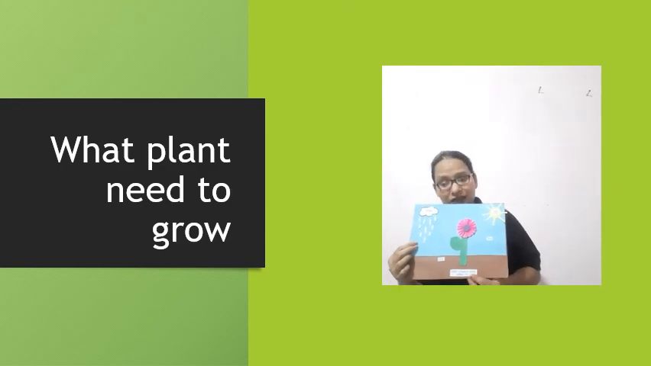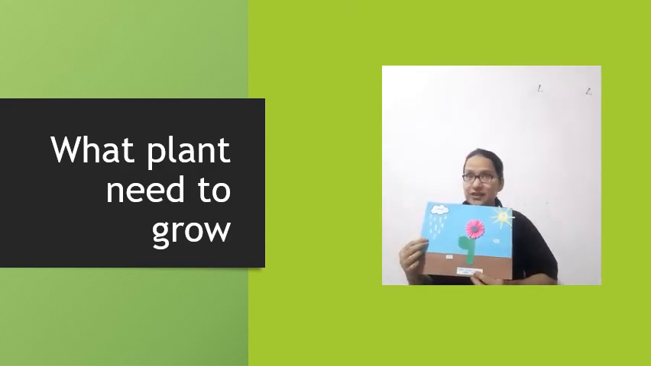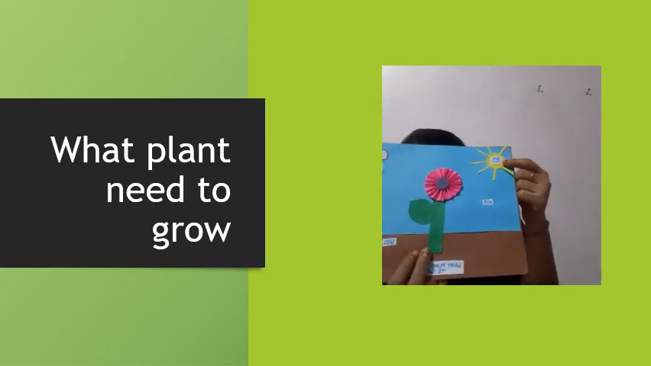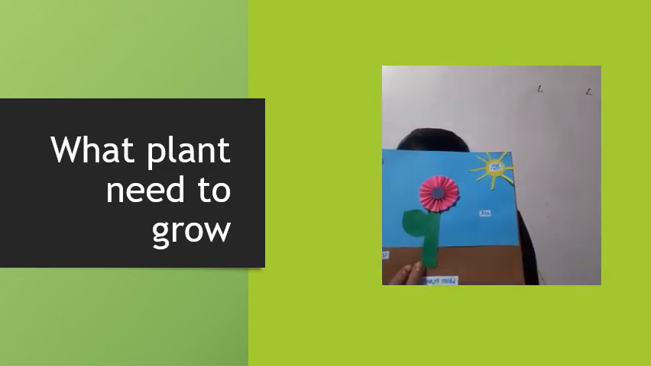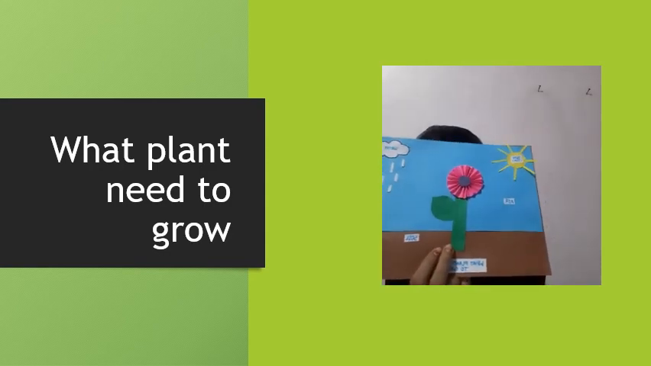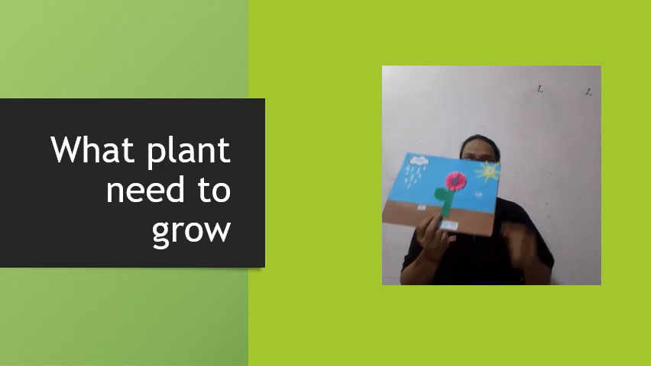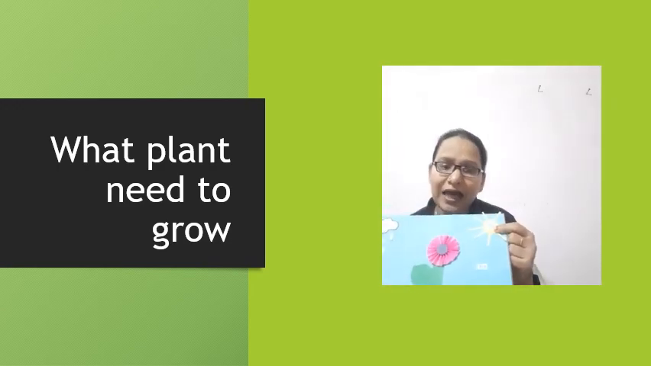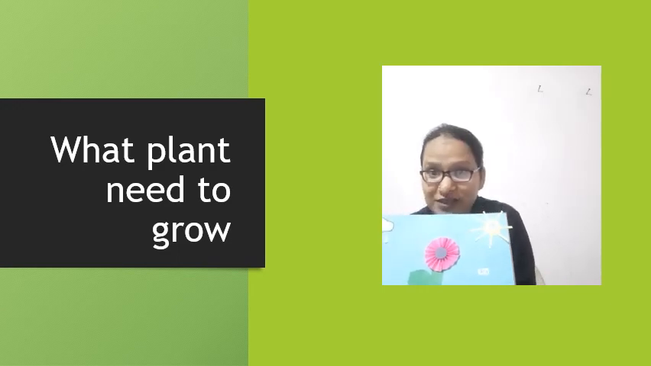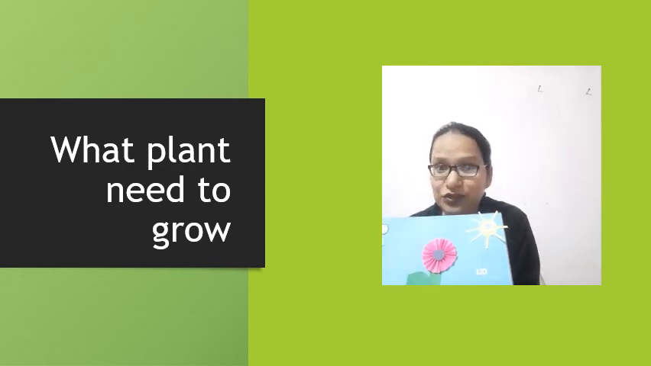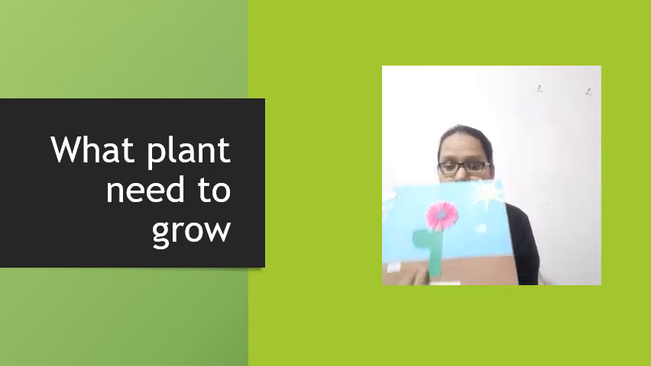And the other thing which the seed needs to grow is sunlight. The seed needs warmth and light to grow, and the sunlight gives the seed the warmth and the light. What does sunlight give to the seed? It gives the warmth and the light for the seed to grow.